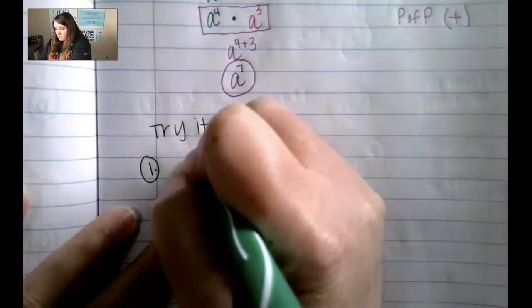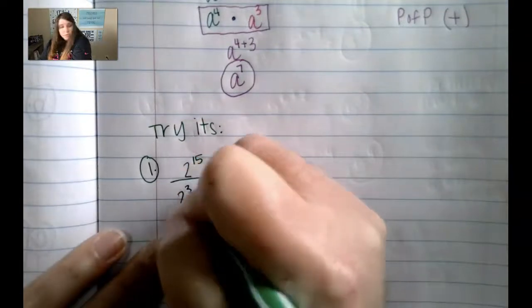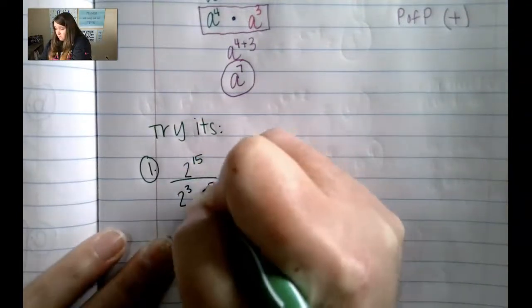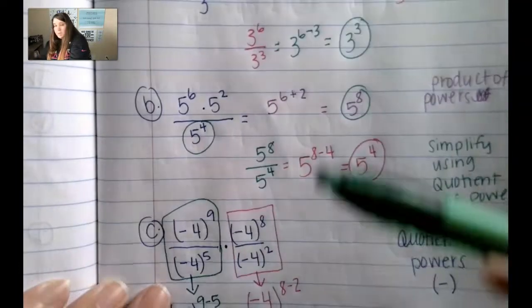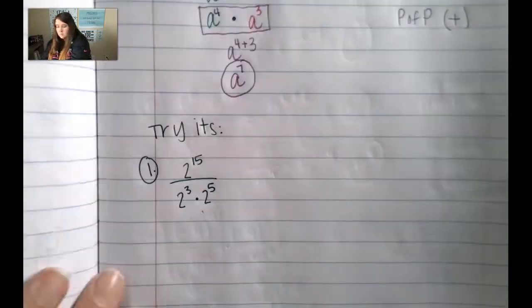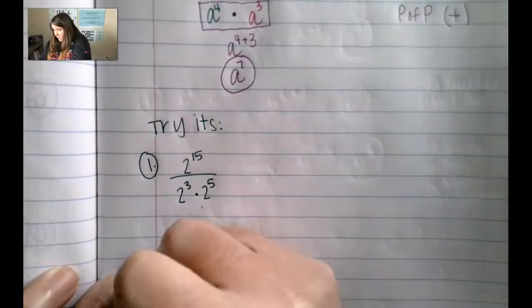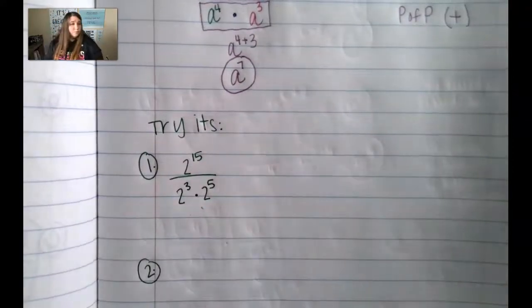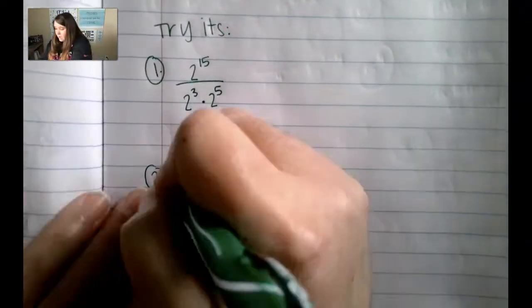So we have 2 to the 15th divided by 2 to the 3rd times 2 to the 5th. So this one is exactly like examples A and B that we did. It's just upside down. So use your notes from A and B. Try it number 2. Try it number 2 is using -5.